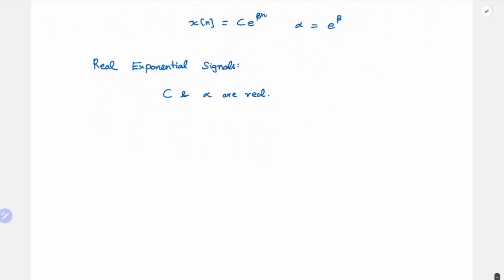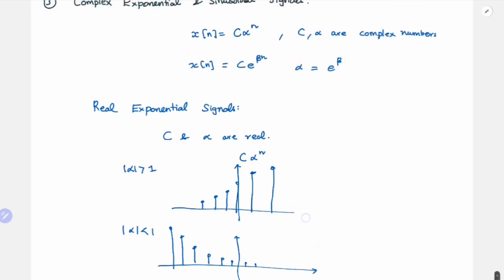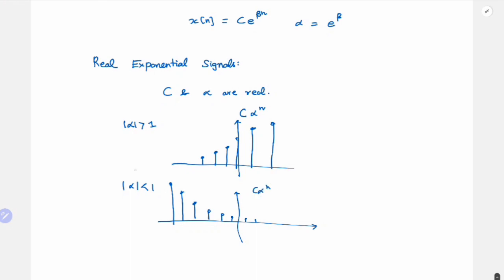So then what do you expect? If alpha is greater than 1, you will expect an exponentially growing signal, right? And if your alpha is less than 1, you will realize an exponentially decaying signal. At infinity it tends to 0. So this is some c alpha power n, and this is also some c alpha power n for different alphas.